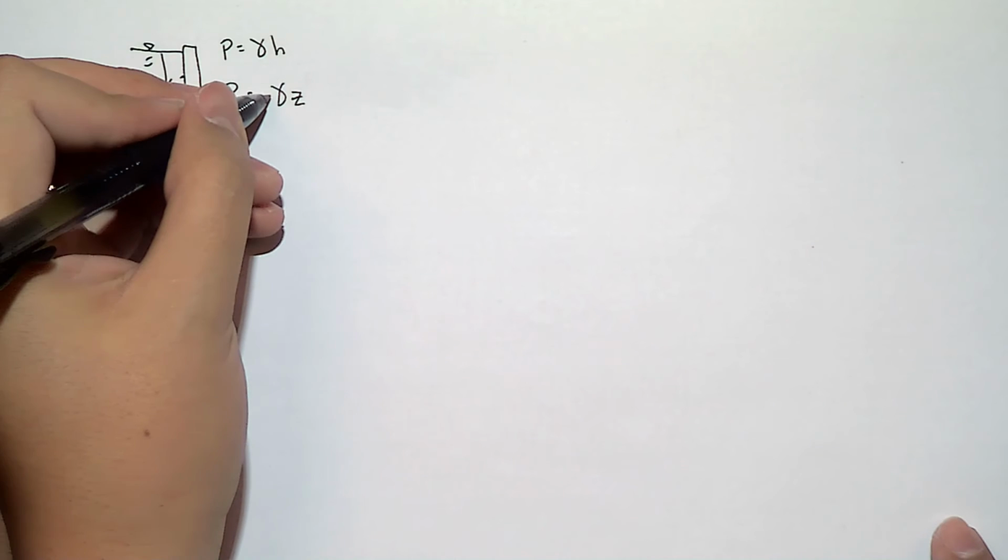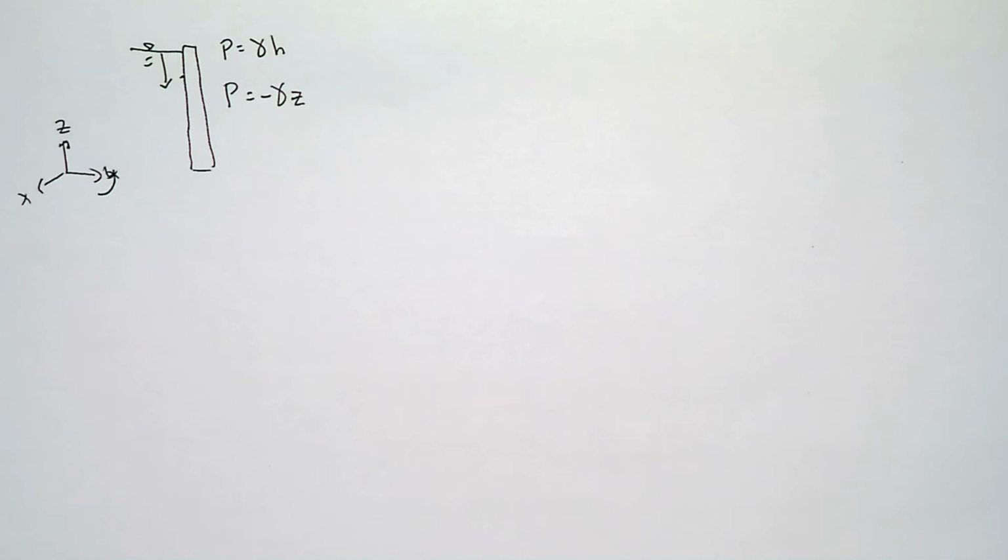Why would it be negative? Because are we taking the origin at the top of the circle? Exactly. With a negative z coordinate, you increase your depth. You increase your depth, you increase your pressure. Therefore, my pressure is equal to negative gamma z.